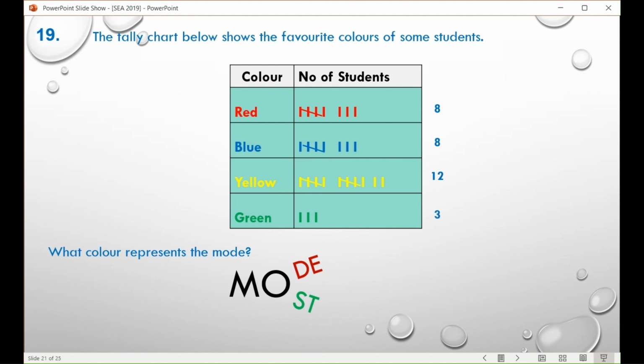So easily we can see that there are 8 students who love red, 8 with blue, 12 with yellow, and 3 with green. And they're asking us for which color do the students love the most? And that is yellow.